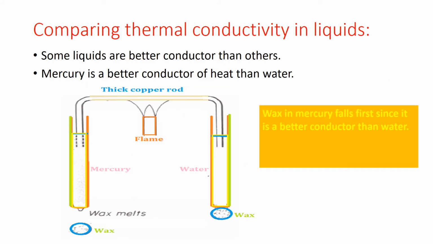We mentioned that liquids are poor conductors. However, there are some liquids that are better conductors than others. A good example is mercury. Mercury is a better conductor than water. If you set up an experiment as shown in the diagram, attach wax at the bottom of the containers, one having mercury, another one having water, and then connect a thick copper rod to both tubes and start heating at the middle, you realize that the wax on mercury will fall at an earlier stage. Reason: mercury is a better conductor than water.